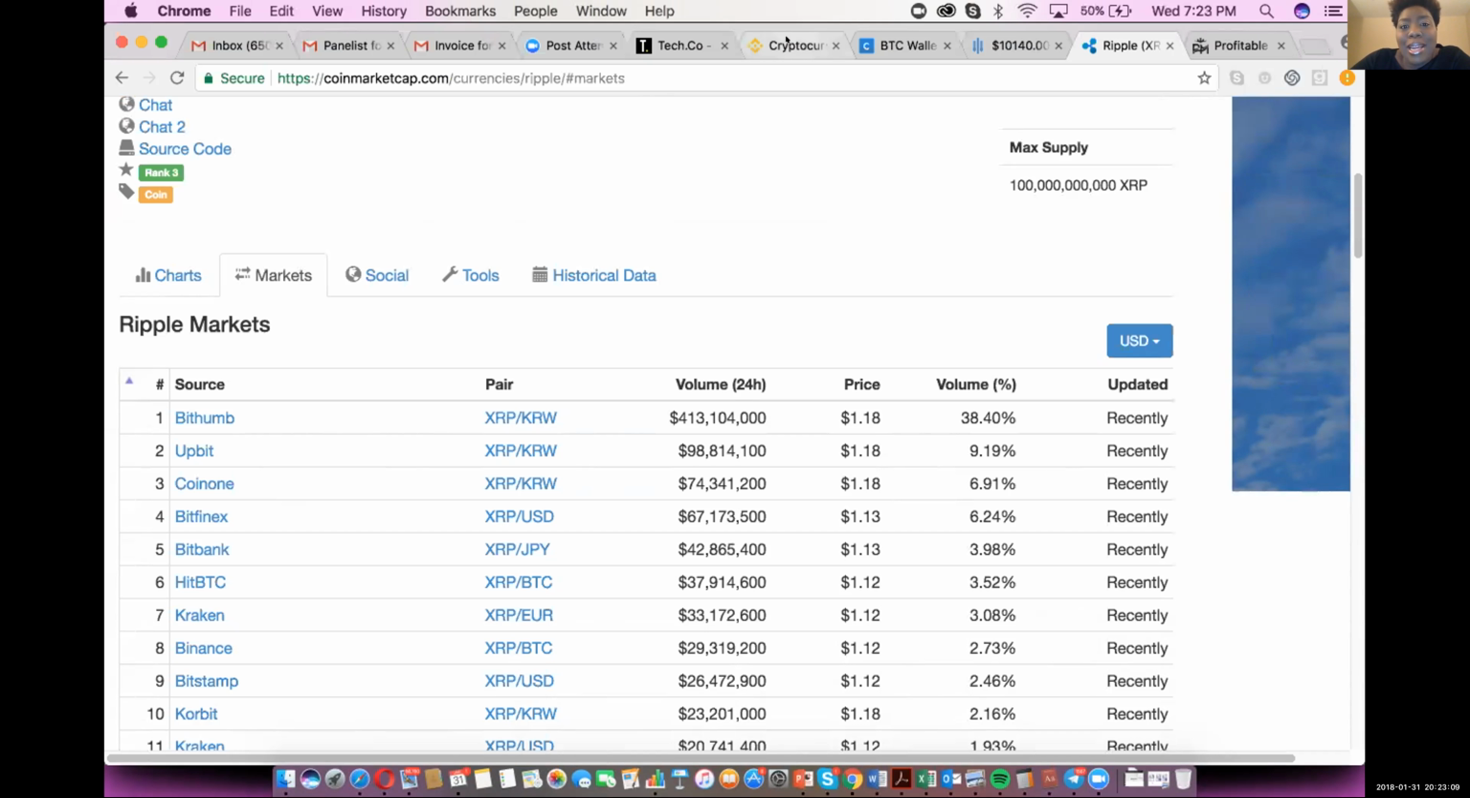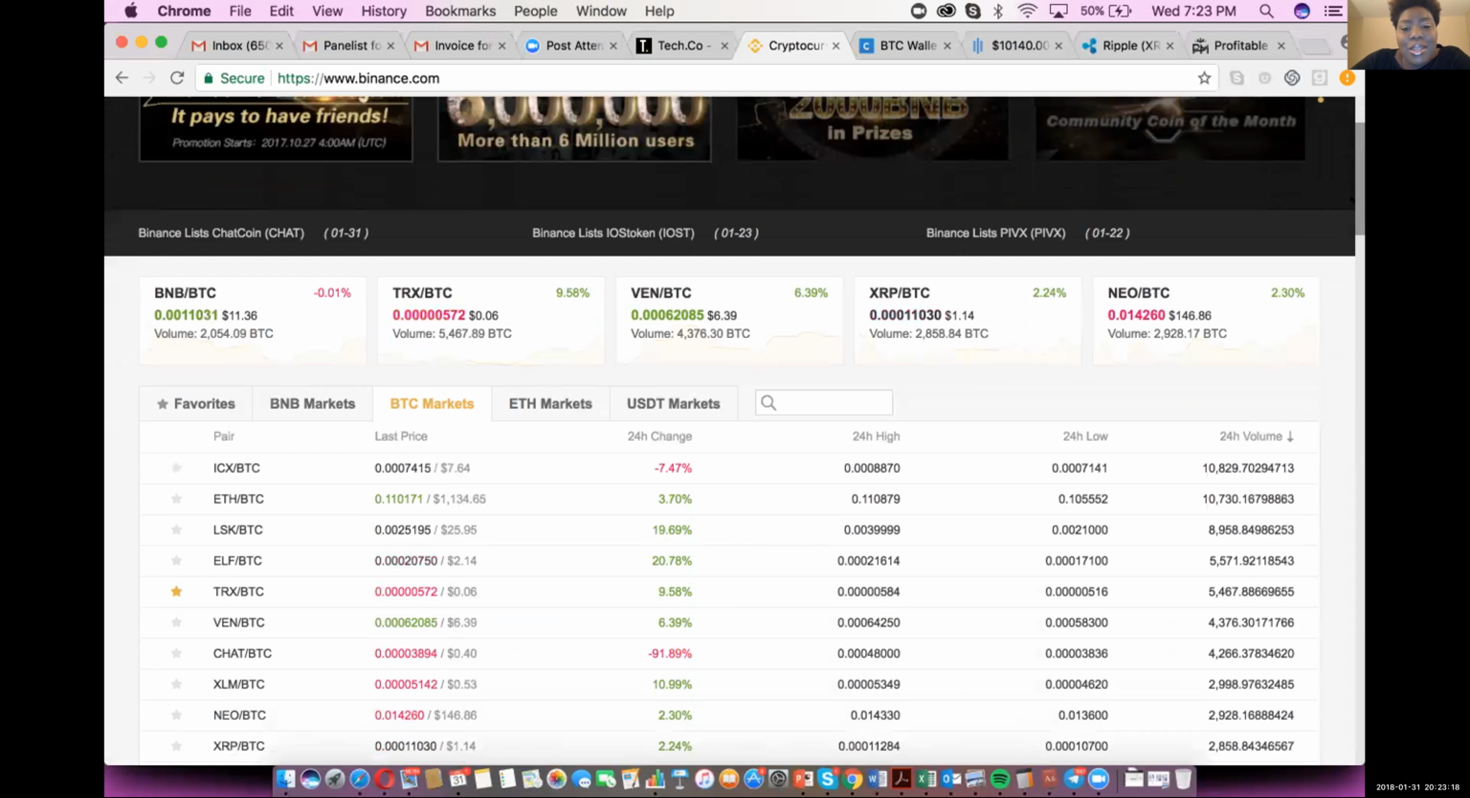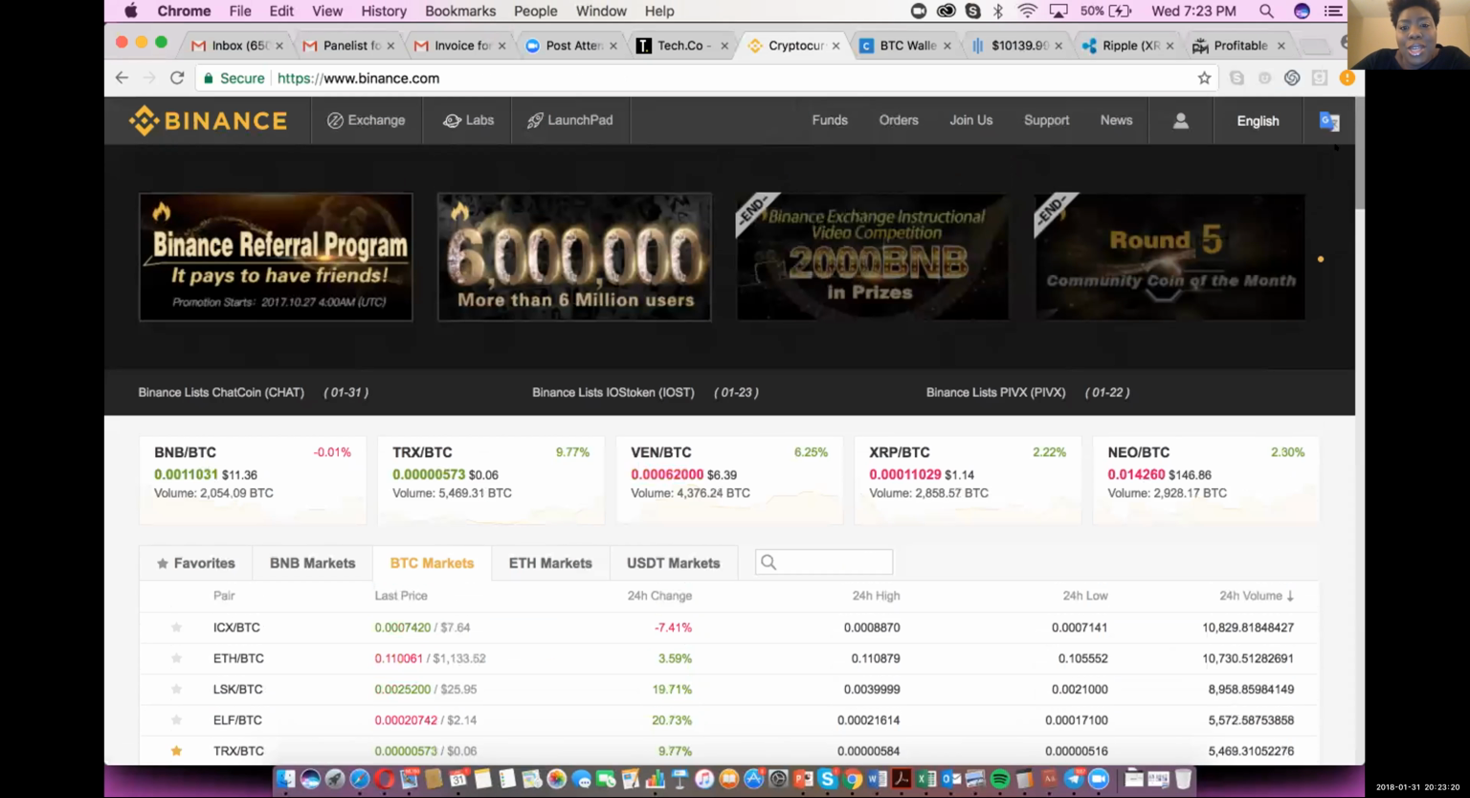So this is Binance, their homepage, and you can come here for some good information. It tells you the market high, the 24-hour changes. They have two ways.